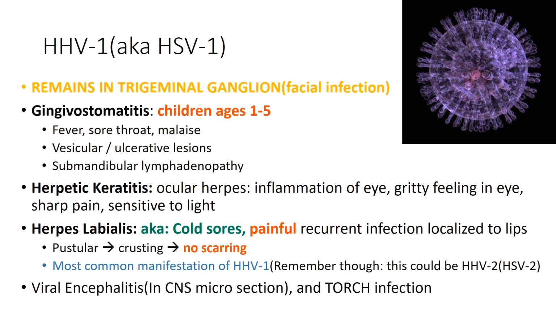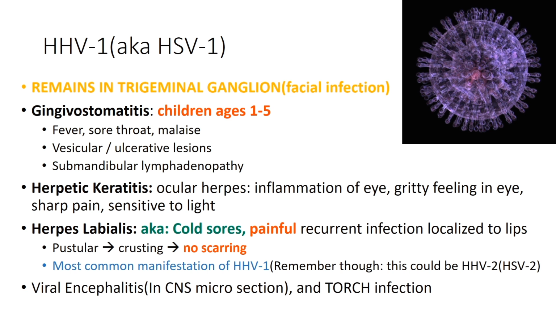HHV1 is also known as HSV1, so herpes simplex virus 1. This is something that causes a lot of people problems with cold sores and such. It is a latent virus, so it stays for a long time and forever. And if it is infecting the head or the face, then it stays within your trigeminal ganglia. Remember that our herpes viruses like to stay and hide in our sensory nerve ganglia. For the face, we know that sensory is from your trigeminal nerve, so it's going to stay in that ganglia.